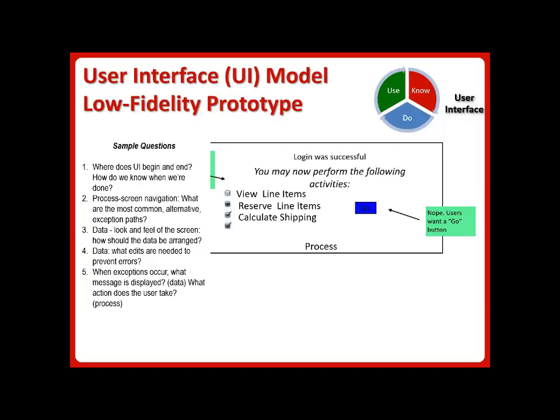And by the way, I didn't say this about the use cases, but if you want to use a different format and use different terminology, it's the concepts. It's the mental going through this and figuring out what you need. That's what's important, not what we call things. So where does it begin and end? And as I mentioned, screen navigation is process, the data is the look and feel. We're going to go over exceptions and messages as well.